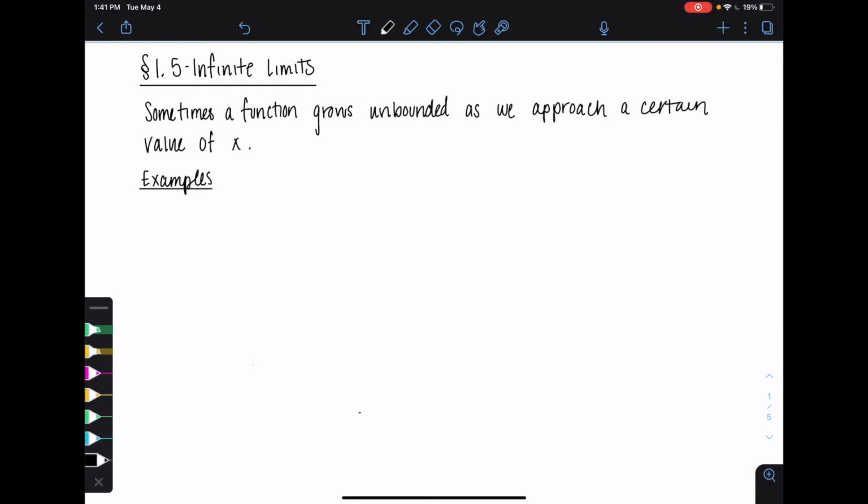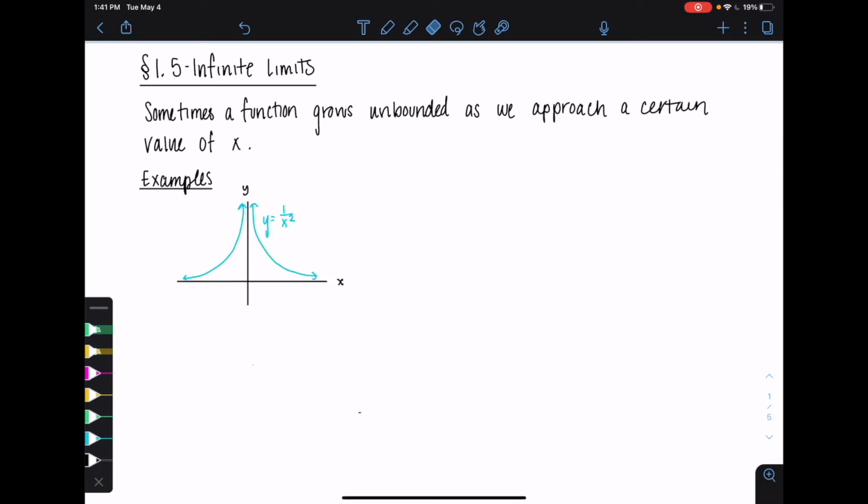In this section, we're going to talk about infinite limits. What that means is our function is going to be approaching infinity or negative infinity as we approach a finite value. We'll talk about limits at infinity much later on, but that's not until like chapter 3. Okay, let's look at some examples of functions that, as you approach a finite number, approach infinity.